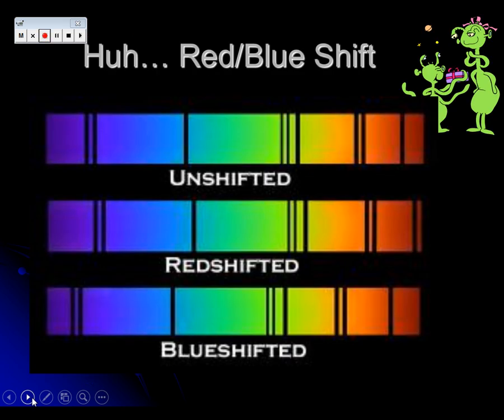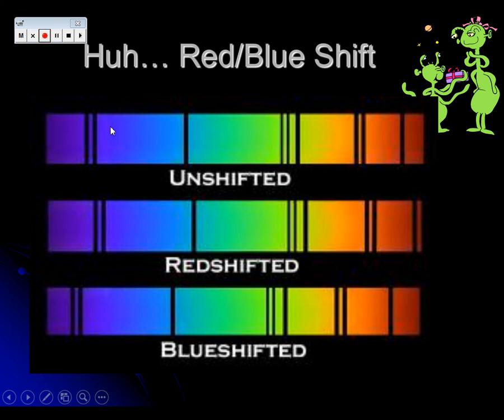Now, this slide right here is showing you something called a spectrum. If we took spectra glasses and went outside and looked up in the sky, we would see something similar to this top one. This is an unshifted star, meaning this is our sun. These black lines coming right down indicate specific elements within the star.